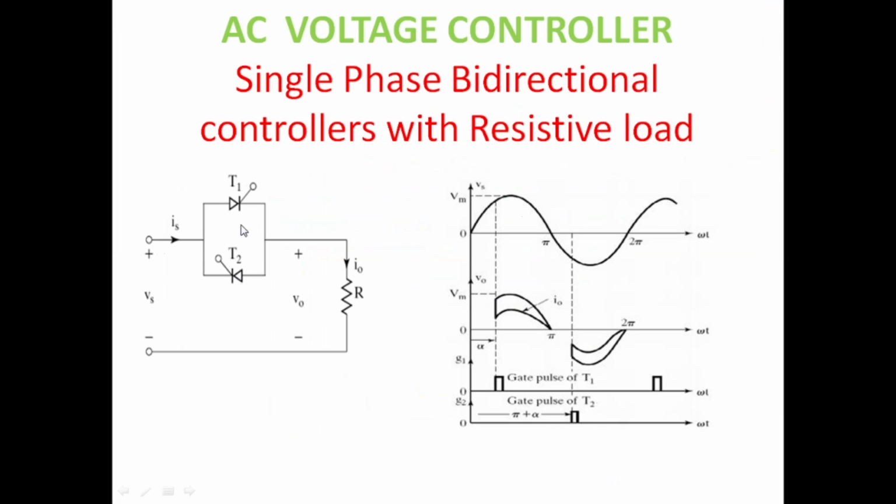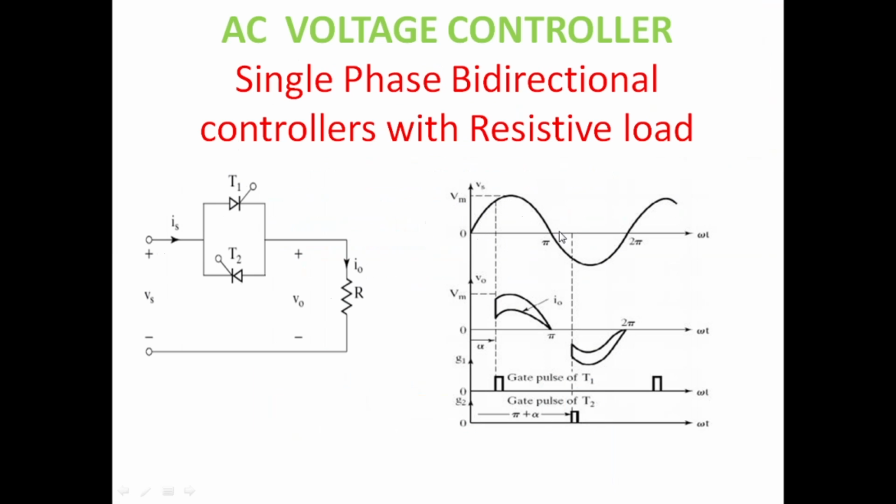connected in anti-parallel, and here we are considering the load. Here we have shown resistance as a load, so that's the reason we are considering resistive loads. A feature of resistive load is that the current is in phase with voltage. So this is a single phase bidirectional controller with resistive load.